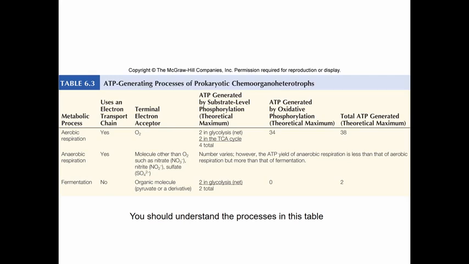Alright, so you've got 3 different pathways we're going to talk about. Aerobic respiration, anaerobic respiration, and fermentation. If you see respiration written, it means it's got to have an electron transport chain. The next column over literally says uses an electron transport chain. Under aerobic and anaerobic, it says yes. And under fermentation, it says no. So if it says respiration, it means it has an electron transport chain.